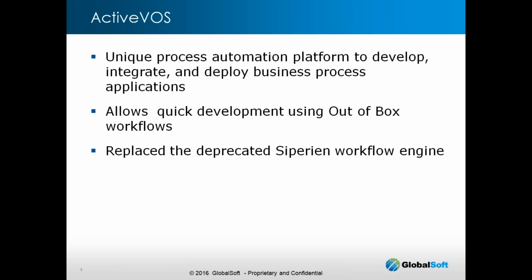ActiveVOS is a fully automated process to develop, integrate and deploy business process applications quickly. We can use the default workflow engine provided by Informatica, which is similar to the deprecated Cyperion workflow engine, or we can extend it using the ActiveVOS developer tool.